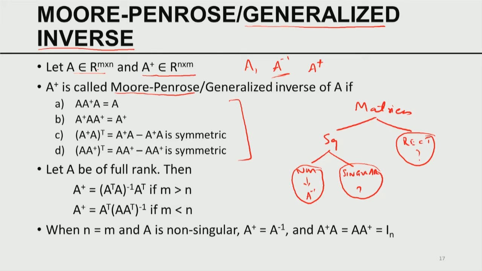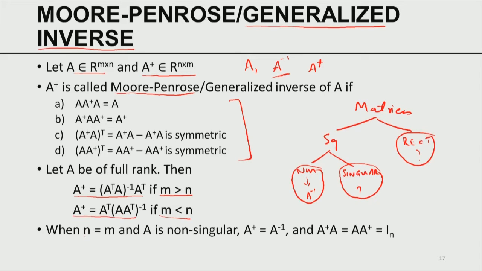In the case of rectangular matrices, when A is full rank, what does it mean? It means the rank of A is equal to the minimum of M and N. In that case, we can give specific formulas for the generalized inverse. So when M is greater than N, the rank of A is said to be full rank if it is rank N. In that case the generalized inverse of A is given by this. In the other case, when M is less than N, generalized inverse is given by this. We will talk about the occurrence and properties of generalized inverse when we talk about inverse problem in module 3.